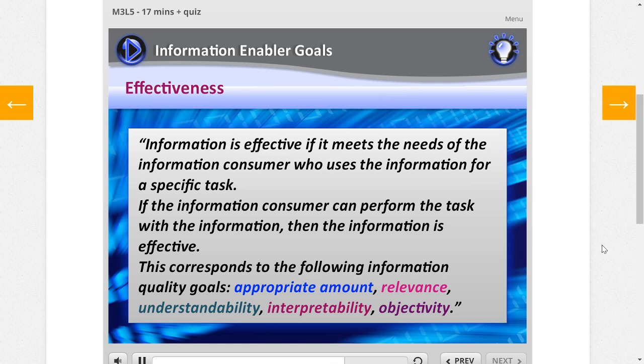An obvious point here is that information serves some specific purpose. That's a fundamental attribute of information. You can see the more granular quality goals that effectiveness has been expanded to.